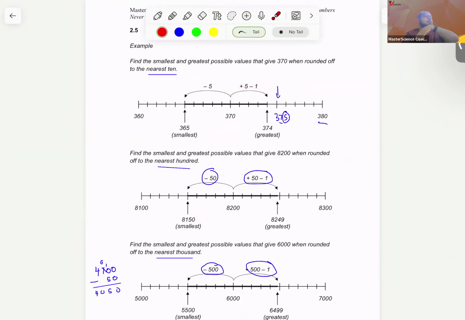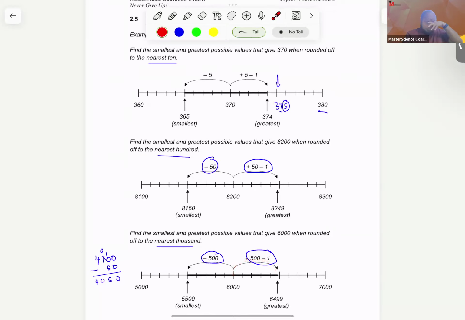Here, if we round off the nearest 100, to find the smallest, we just minus 50. To find the greatest, we plus 50 minus 1. So if you can remember this, next time you get this kind of question, you already know. If round off the nearest 1,000, we minus 500. And then for the greatest, we plus 500 minus 1. Okay?